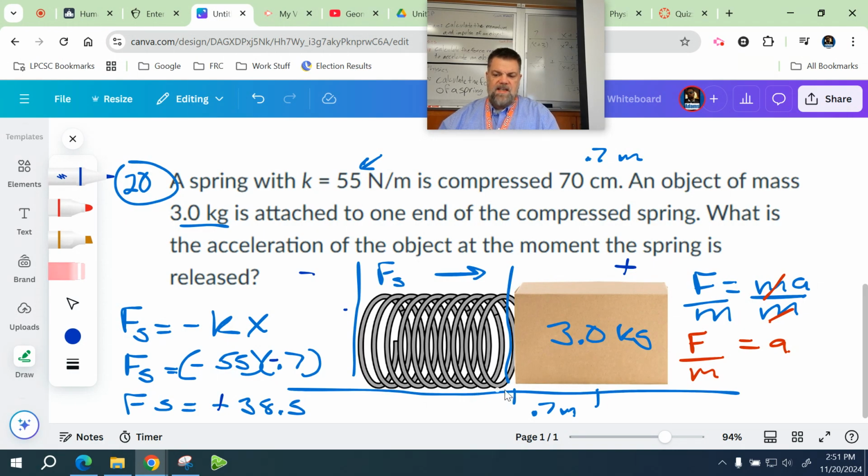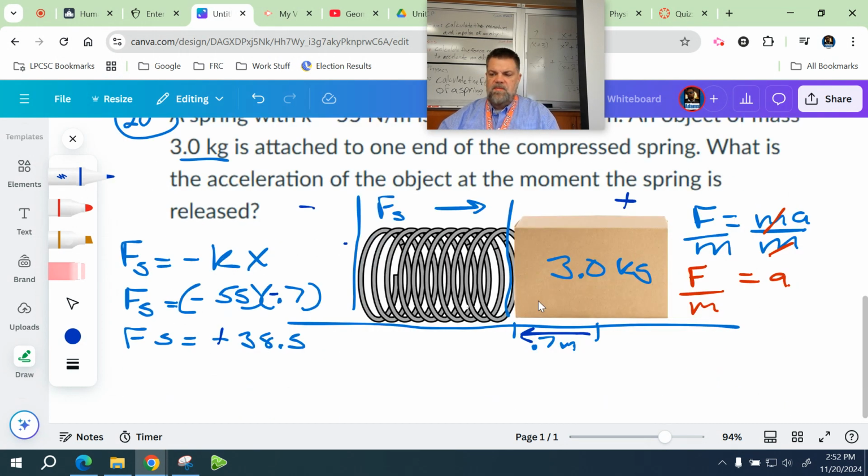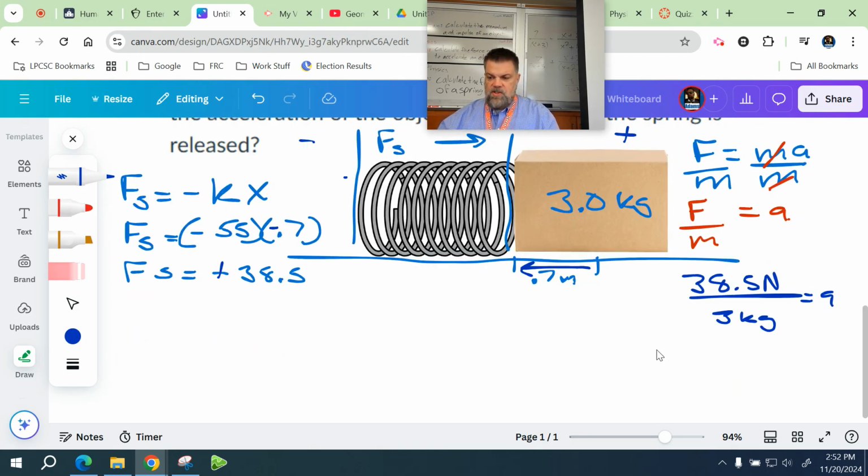So when we compress it, our displacement is technically in the negative direction. So technically that's a -0.7. It doesn't matter, it's just that the answer is a positive acceleration, and this is negative. So remember to put the negative here. So anyways, the force then is a positive 38.5 newtons divided by the mass, which is 3 kilograms. And that means that our acceleration is about 12.8 meters per second squared.